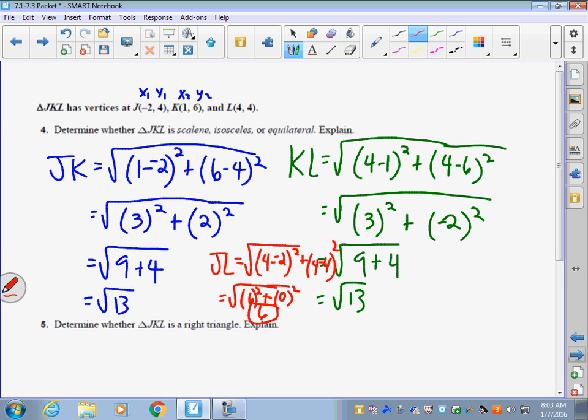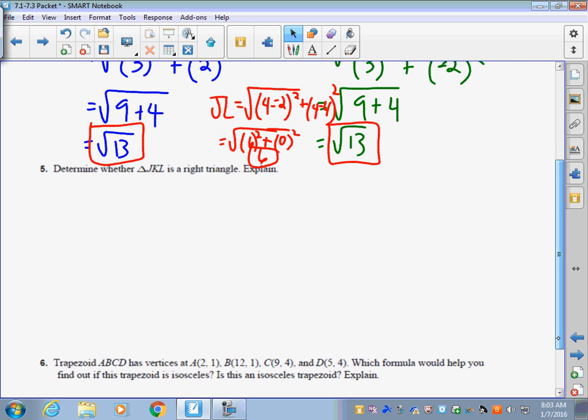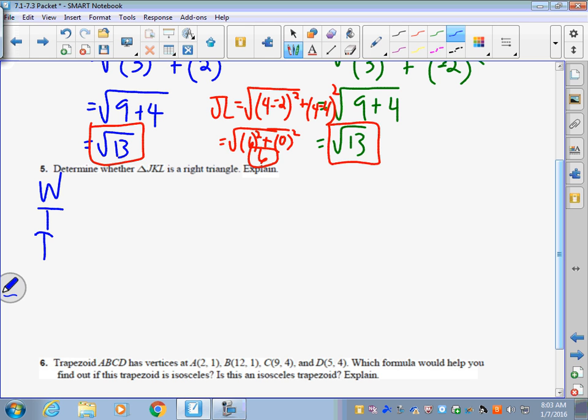So we have two numbers here that are the same. So that tells me I have two sides that are the same. So this would be isosceles. Okay. Now they want us to determine if the triangle is right. So what do I need to prove to show right?